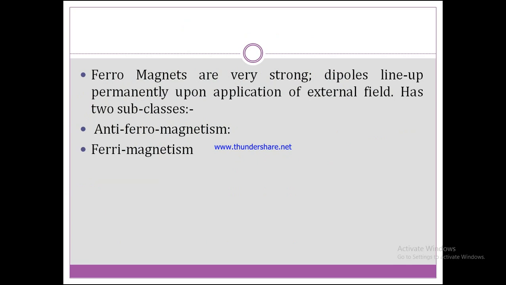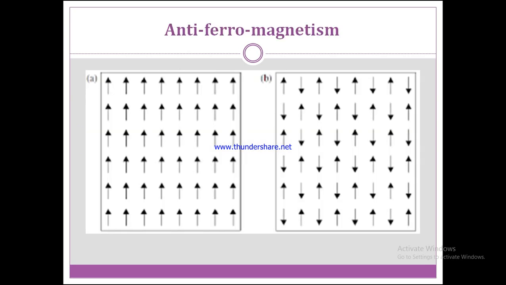Now the ferromagnets are very strong in nature. Their dipoles are lined up permanently upon the application of an external field, and they have two subclasses, which are known as antiferromagnetism and ferrimagnetism. Now, this is the structure of antiferromagnetism. As shown in the figure, if the neighboring dipole moments are aligned antiparallel, then the material is known as antiferromagnetic material. And this phenomenon of magnetic dipole moments getting aligned in an antiparallel manner is known as antiferromagnetism.